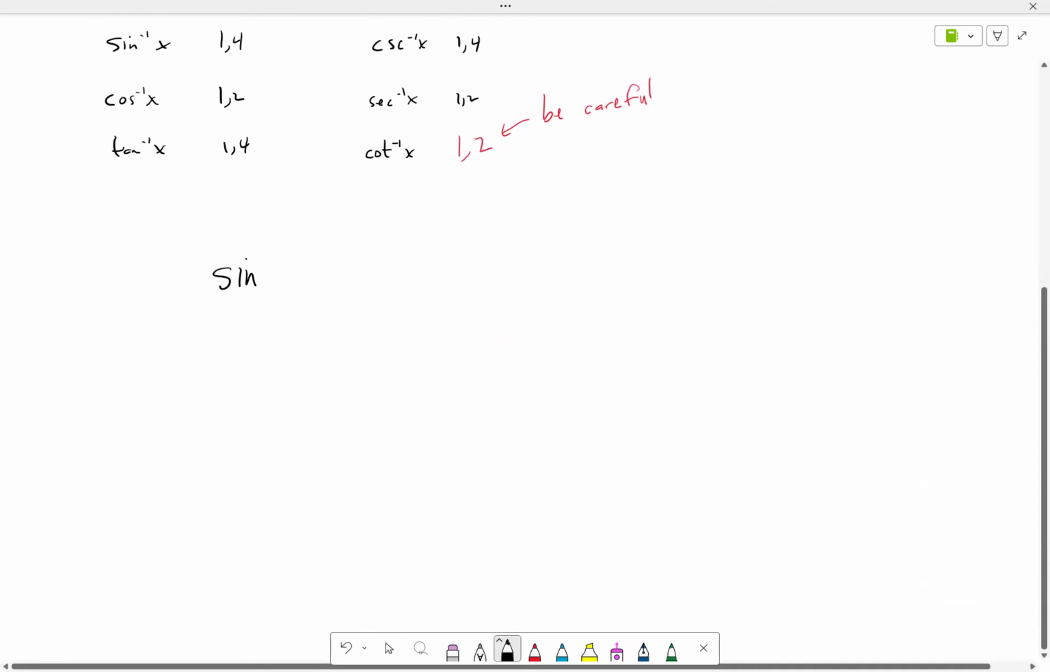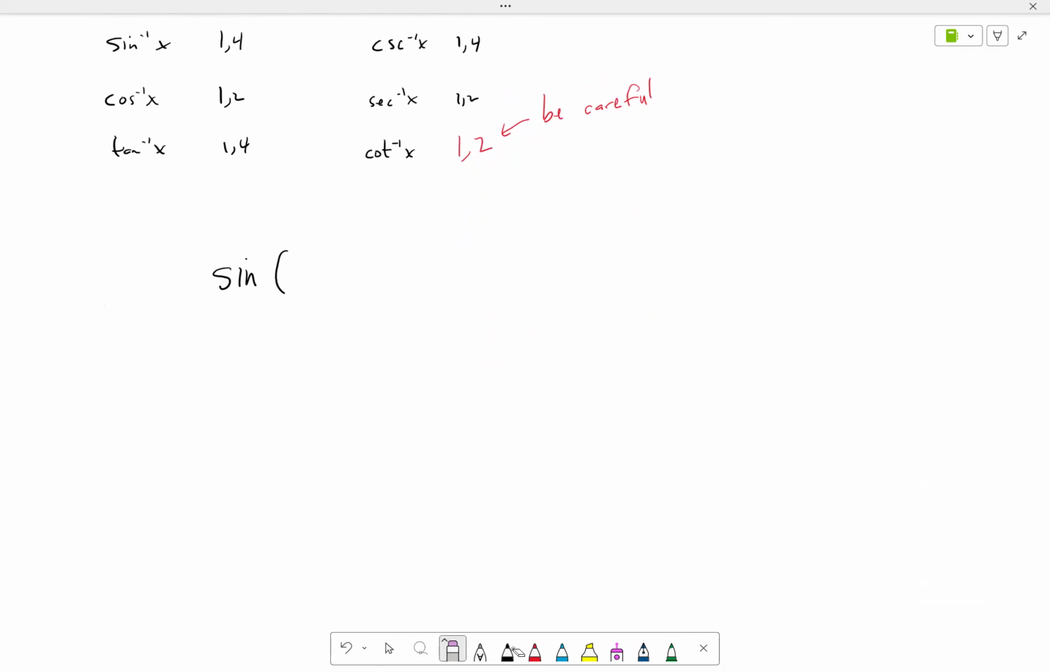So if we have sine of, well, let's do sine of sine inverse. Does this equal x? No, it does not. It depends if it's in 1 to 1. It depends.